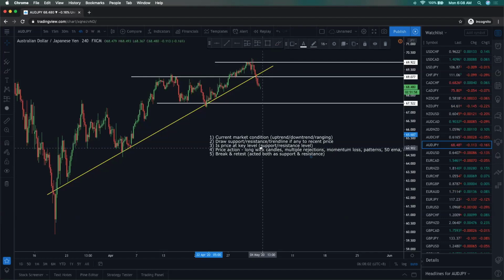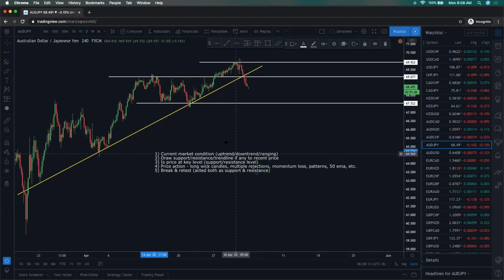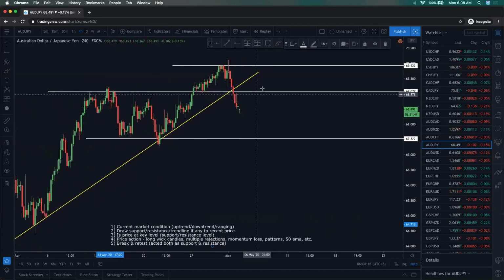Okay, so what happened is, we know the current market condition. We draw our support, resistance, or trend line if there's any to the recent price. This would be the recent price. And then we ask ourselves, is price at key level? What is key level? Key level meaning is price at the support and resistance area.